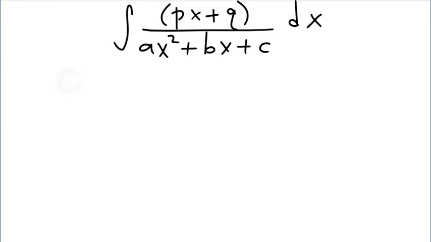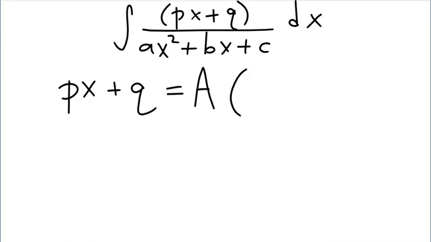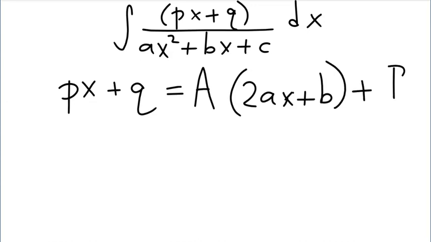So the substitution is the following. Let's assume px plus q is expressed in the following form: constant A times (2ax plus b) plus capital B. Now what is this 2ax plus b? It is simply the differential of the denominator. The capital A and capital B can be readily found as follows.